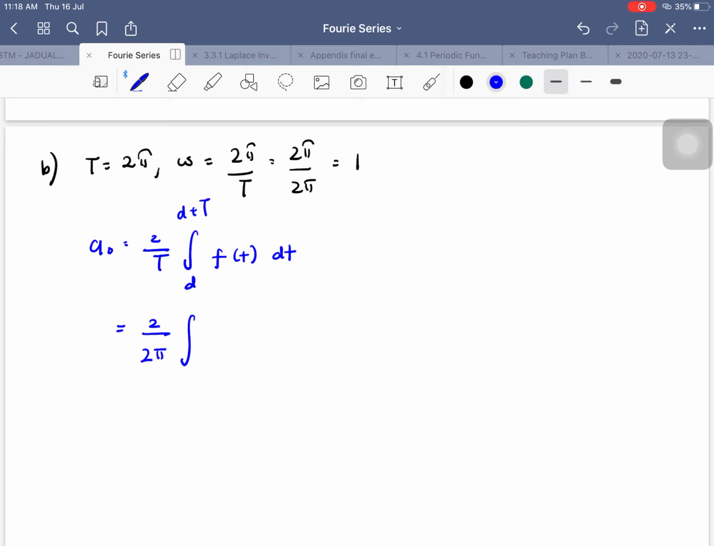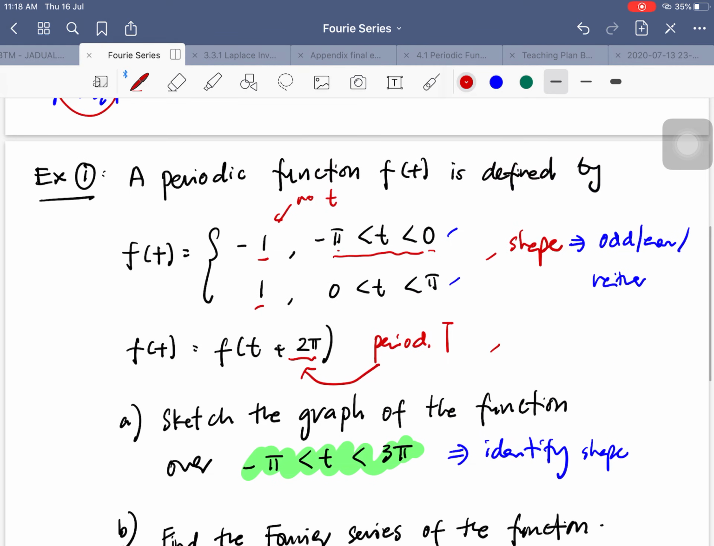Where do I get the value of d and also d plus T? That is going to be from the question itself. This is our whole function f of t, for which the lowest value of t is negative pi. So this is my d value. And the highest value of t is pi, so this is my d plus T value. Your d value and d plus T are always from the question itself.